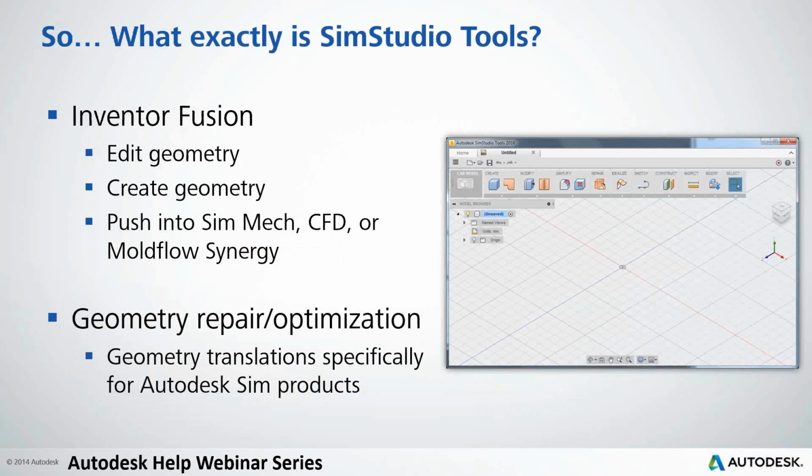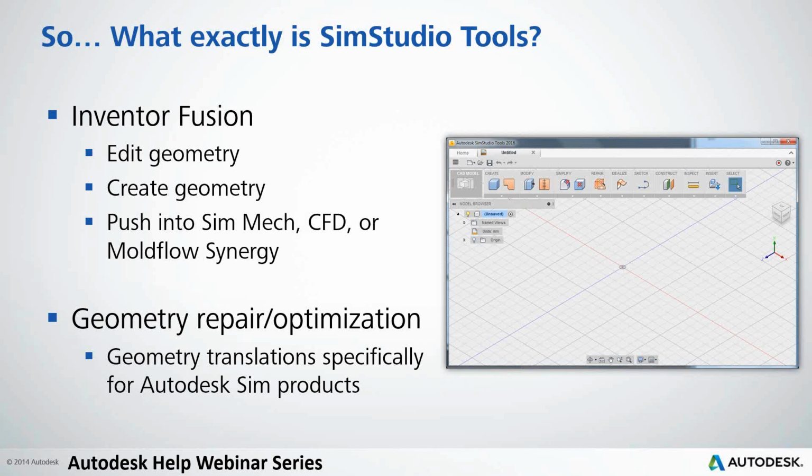All right, so all this talk about licensing and installations, what about the good stuff? What is SimStudio Tools? Many of you are familiar with Inventor Fusion with previous versions of our simulation products. It was similar to Inventor where you can edit your geometry in it and pull it back into your sim product without really having to leave the simulation product. It just pushes it into that product. That's how SimStudio Tools is also. You can edit geometry in it. The big thing with SimStudio Tools is you can also repair and optimize your geometry.